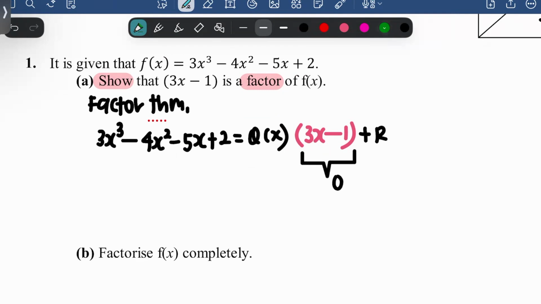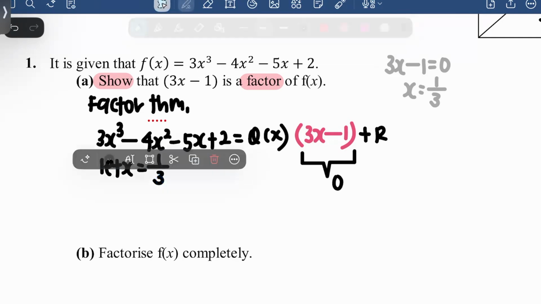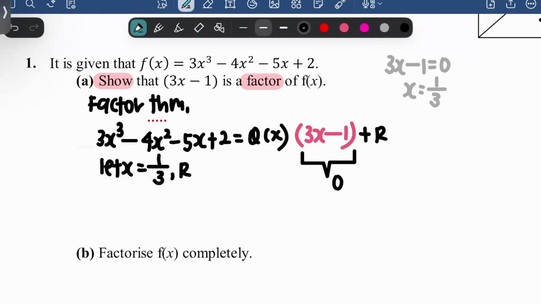Some of us cannot really see, so I'm going to just go to the side. 3x minus 1 equals 0. You force it to become 0, right? As you solve it, you will realize that x is 1/3. You notice I use gray because it's supposed to be pencil. So what you're going to do is let x equal 1/3. So when it is a factor, what will you expect? Straight away, you must show me that your remainder is 0.